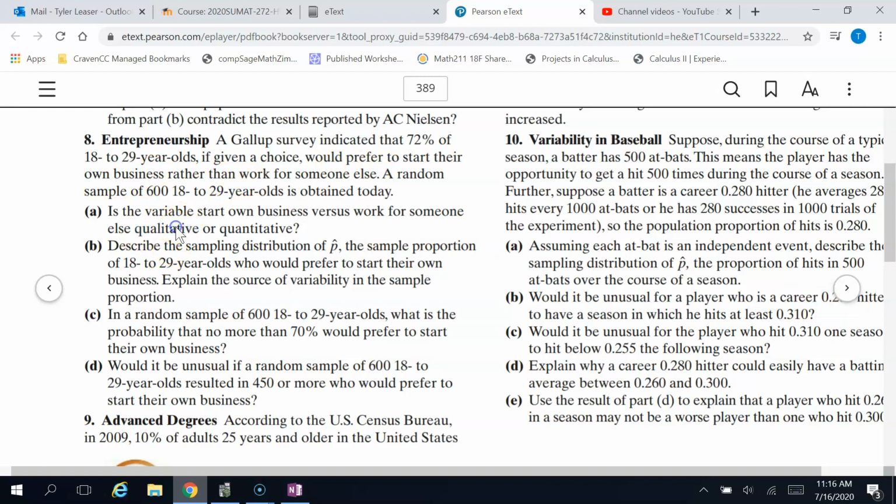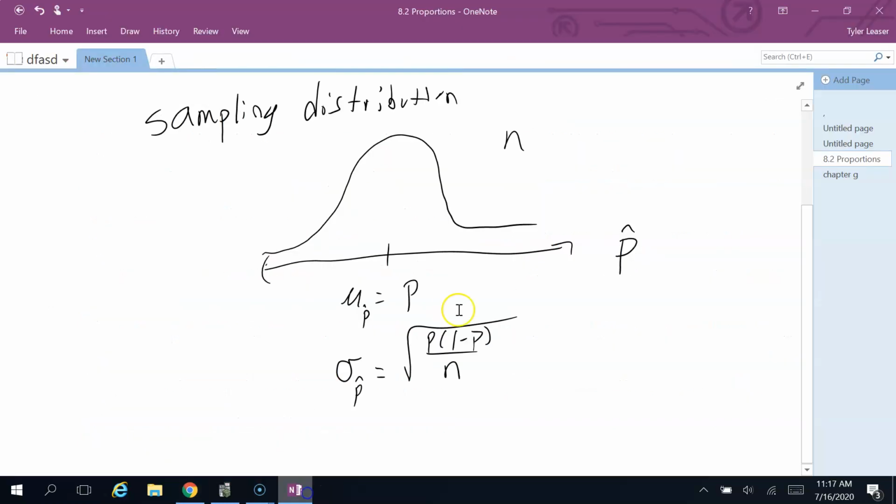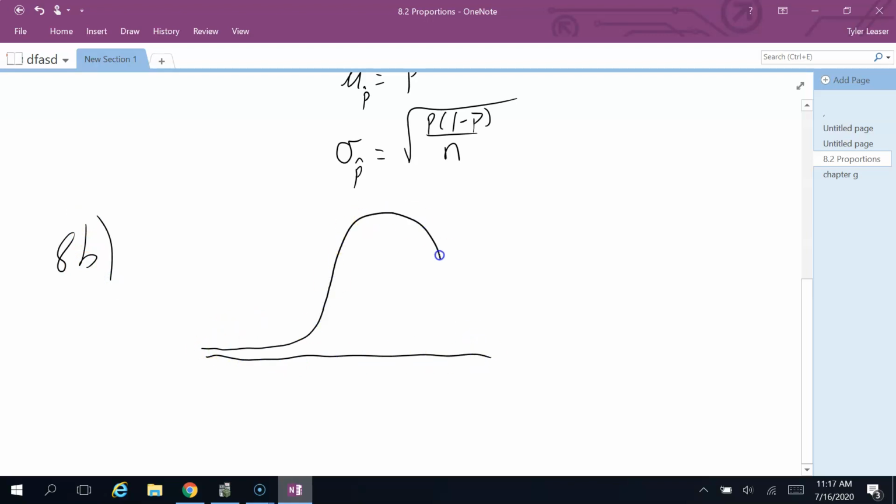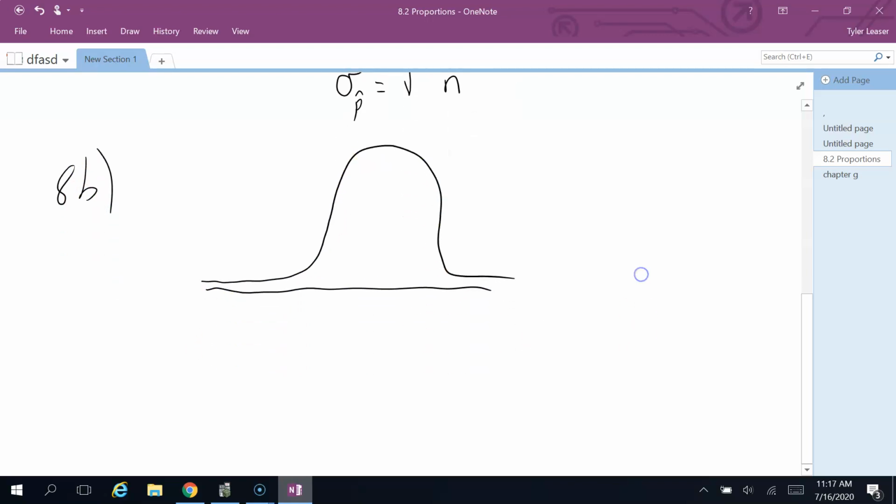But even with these qualitative measures, there's a ton of math that we can do behind the scenes with these sample proportions. Okay, so the next step is to describe the sampling distribution. So let's look at that. Remember that describing the sampling distribution just means to say whether it's normal or not, and then find the mean and the standard deviation. Okay, so the mean of the sampling distribution, remember, is the original population proportion.